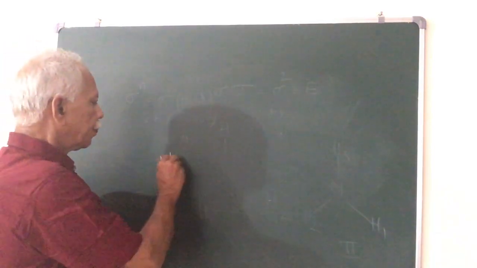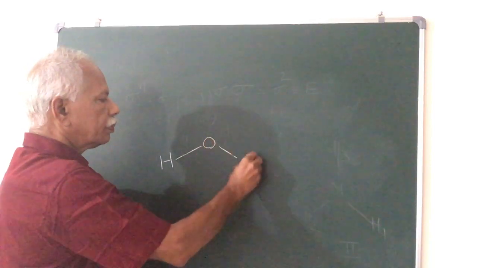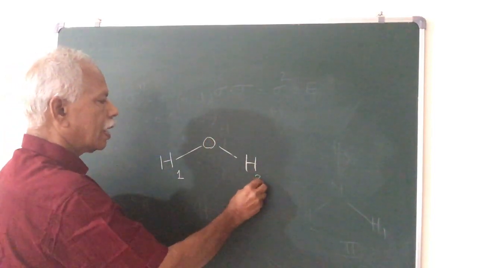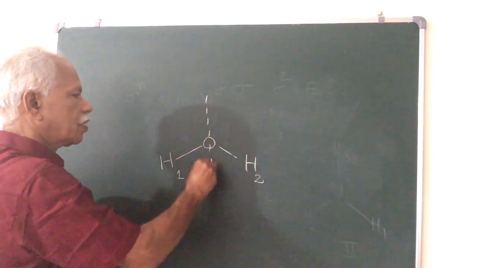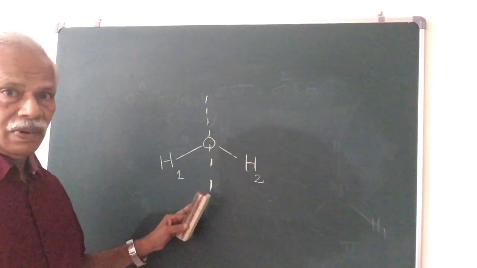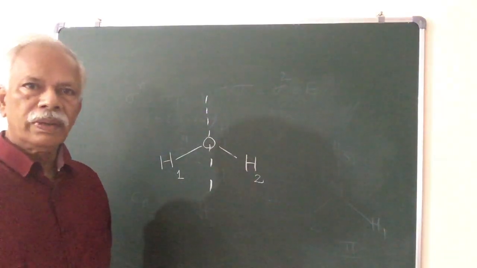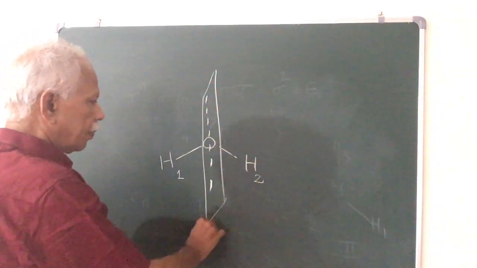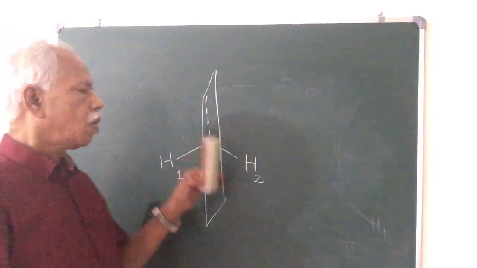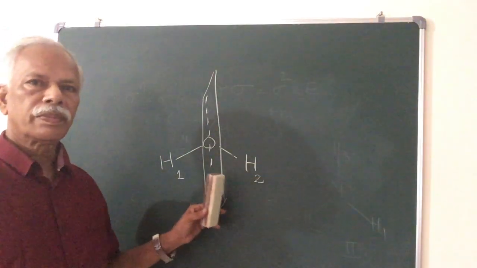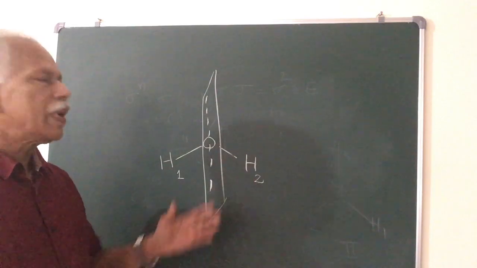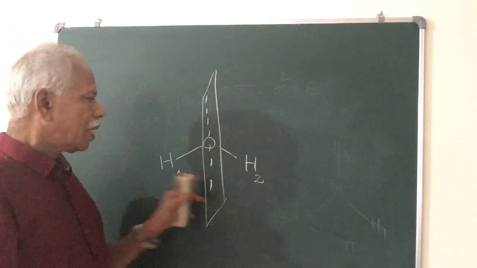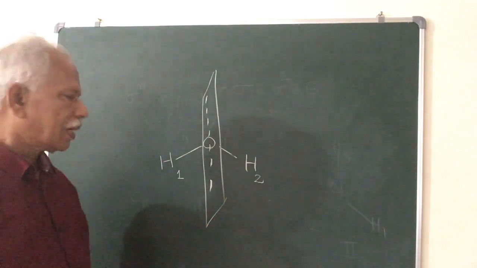Water is a bent molecule with 2 hydrogens, labeling them as 1 and 2, and this is its principal axis. That's only one axis, the C2 axis. Now such a plane bisecting the hydrogen-oxygen-hydrogen bond angle will be a plane of symmetry, because only oxygen lies in it. H1 and H2 get reflected in this way.